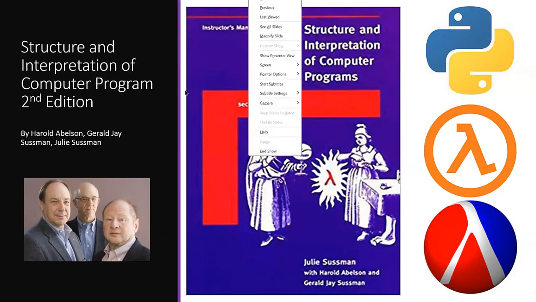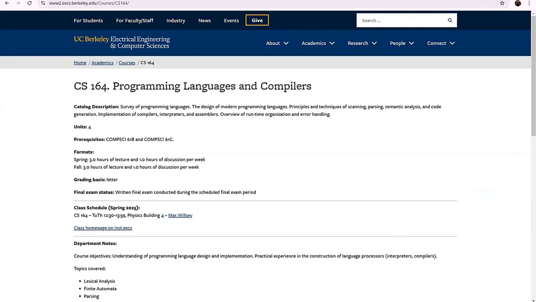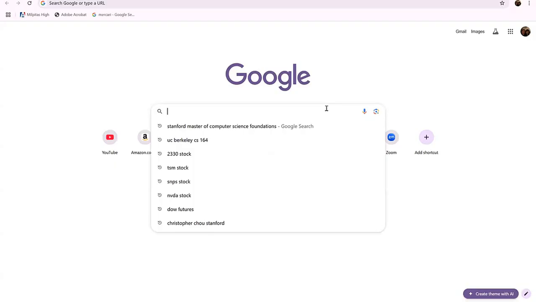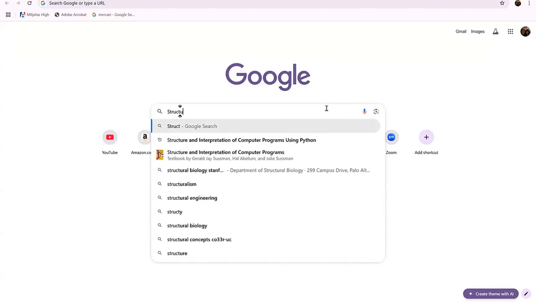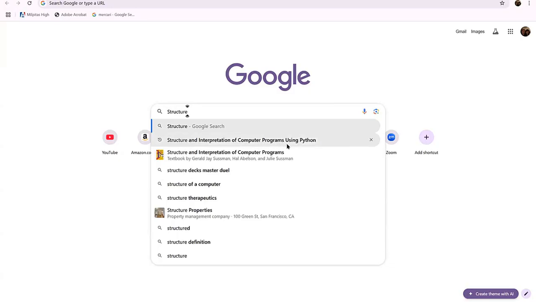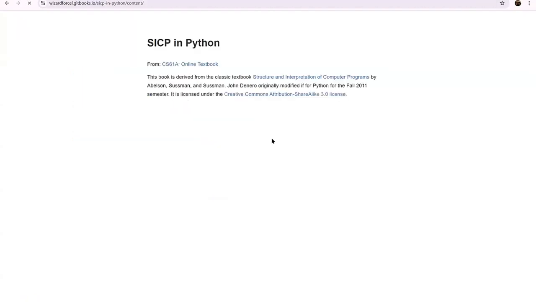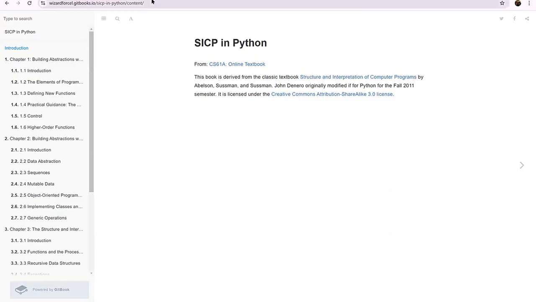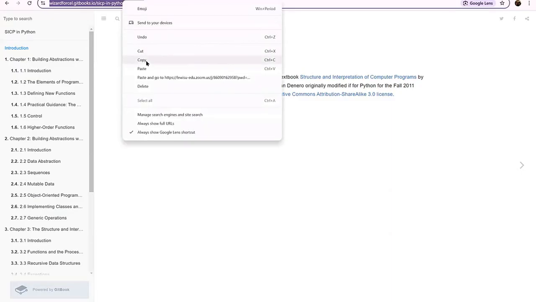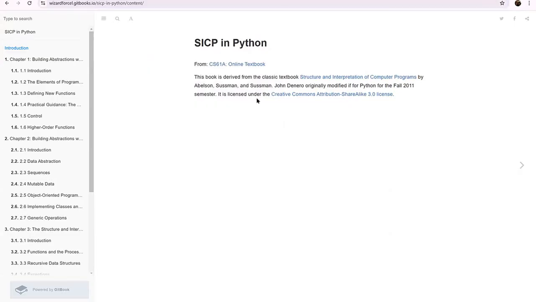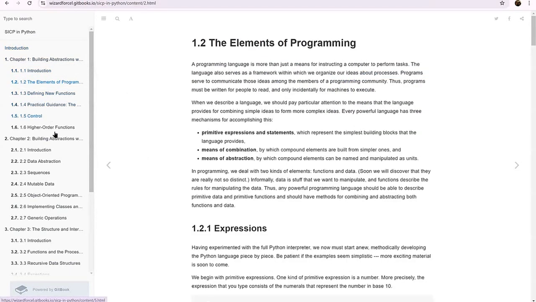So where to find the Python version? To find the Python version, you can go to the internet and search for Structure and Interpretation of Computer Programs using Python. So click this one. Click this one, and you'll find there's an introduction and SICP. SICP is Structure and Interpretation of Computer Programs in Python. So you click this one, and you will get a free textbook. So this one is a free textbook. Let me copy the link and paste it in the chat box. Okay, I copied it over here. So you can also find a link from the course shell, but this one is a Python version, and you can read it for free.